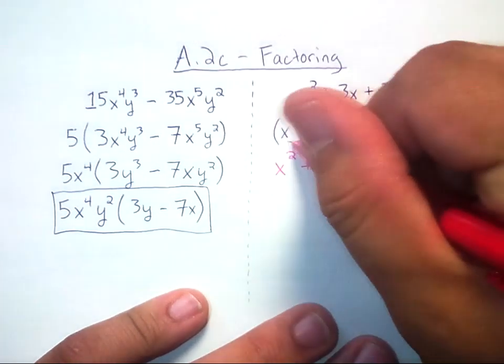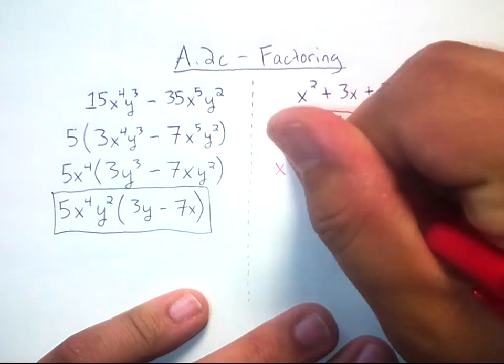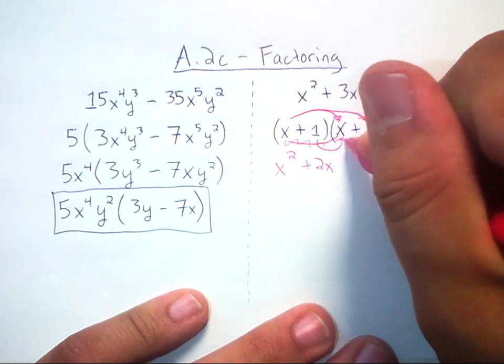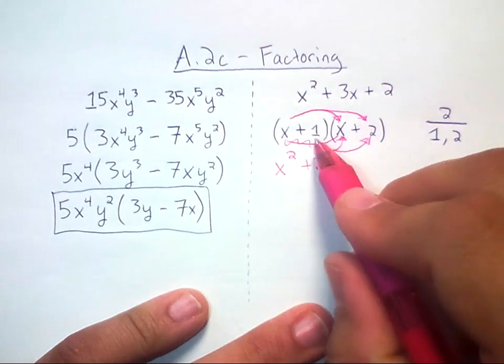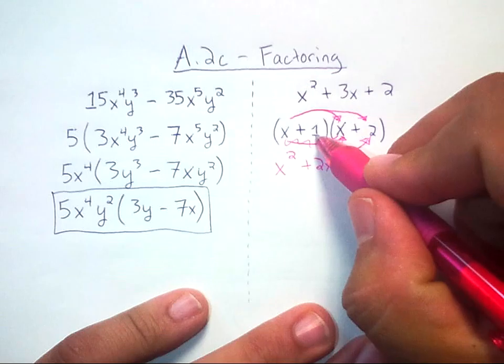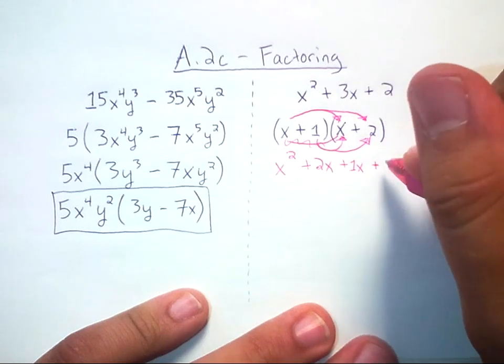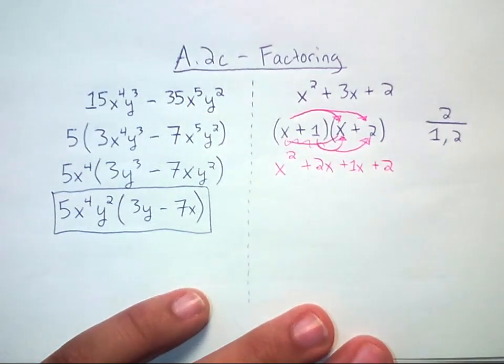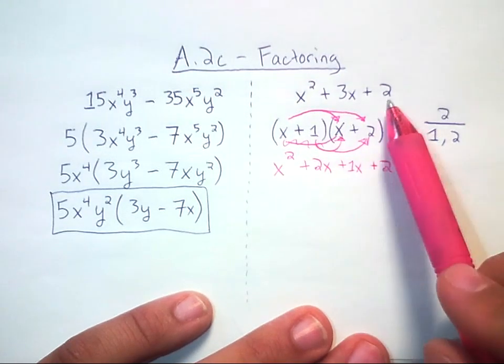Then I'm going to go ahead and do 1 times x, and then 1 times 2. 1 times x is just 1x, and this is the one time I'm actually going to write it like that. And 1 times 2 is 2.